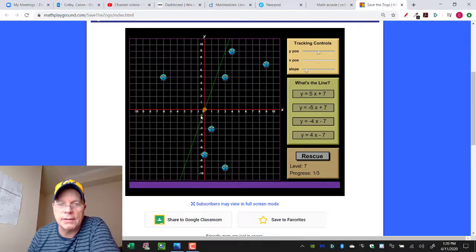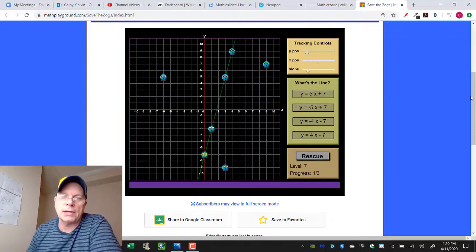I see them right here, so I'm just trying to make a slope that I think matches. I don't have to be right. I'm going to be slightly wrong on purpose. And then I move my y to the y-intercept, which is this zog down here at negative 7. And if I see I didn't get my slope quite right, I could adjust it.